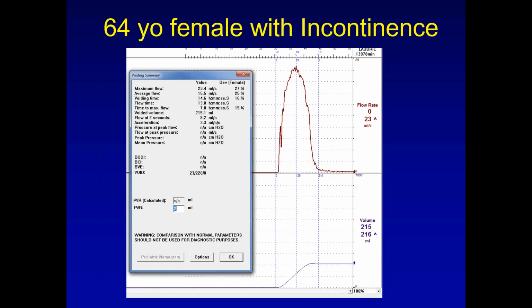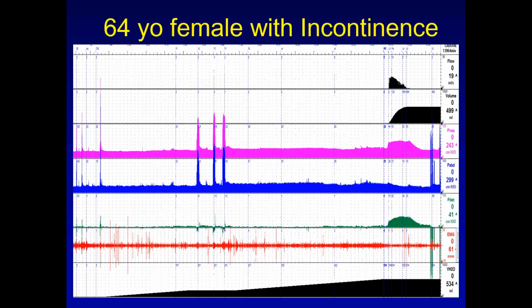Here's her study. This lady is probably holding too much. Capacity is over 500. There is no overactivity. Qmax was 19. She did have stress incontinence with those Valsalva maneuvers. Her Qmax was 19. Her voided volume was 500. She had a flow of 22.